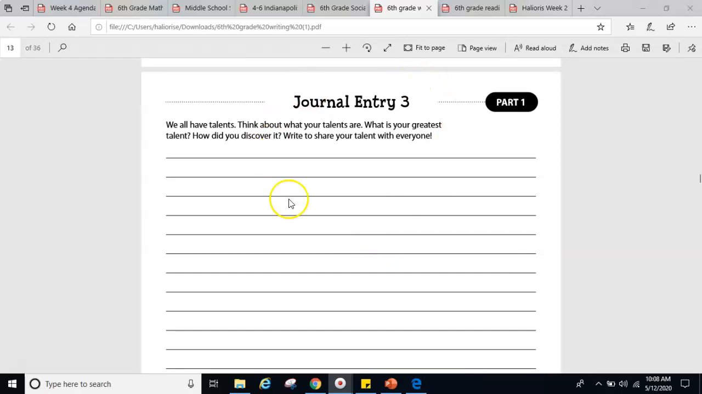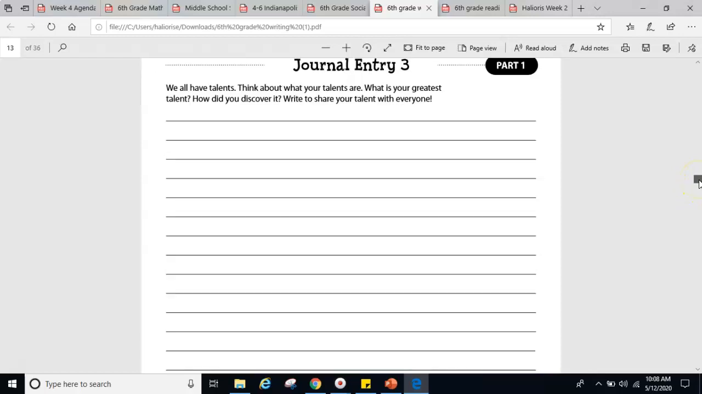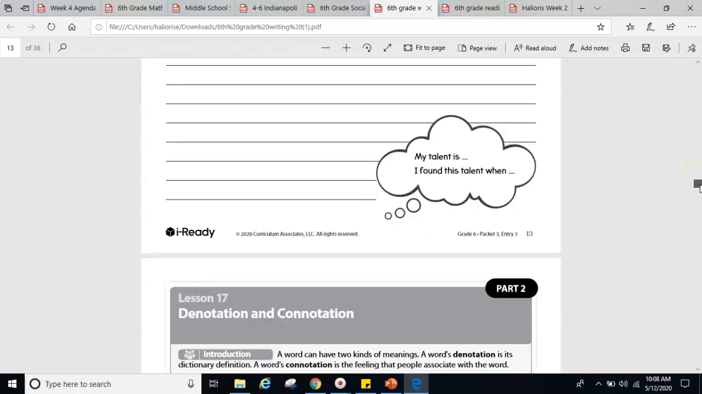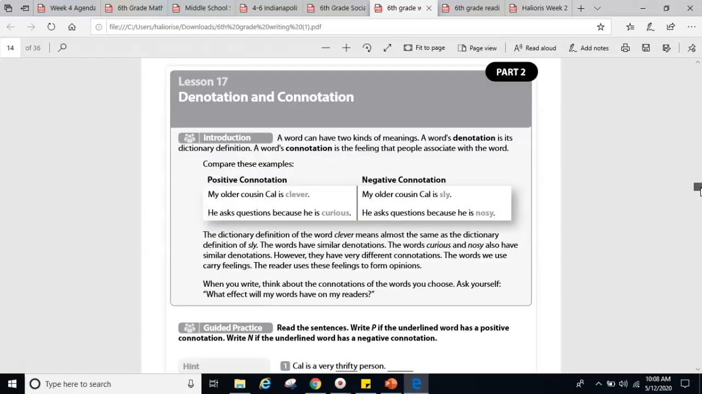So, do this journal. Make sure you send it to me when you are finished, or send it to your teacher when you are finished. Our next activity for the day is denotation and connotation.